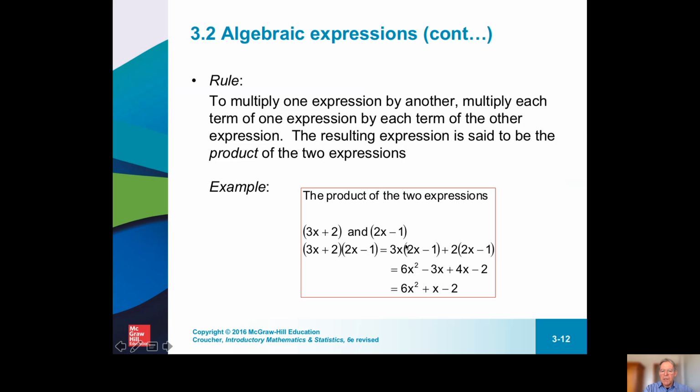3x times 2x becomes 6, and it's x squared. x times x is x squared. Minus 3x times minus 1 is minus 3x, plus 2 times 2x is 4x. 2 times minus 1, minus 2. Can we simplify this a little bit? Yes, we can. We've got two terms that are similar. 4x minus 3x leaves me with x. So simplifying the expression now, 6x squared plus x minus 2. Solved.